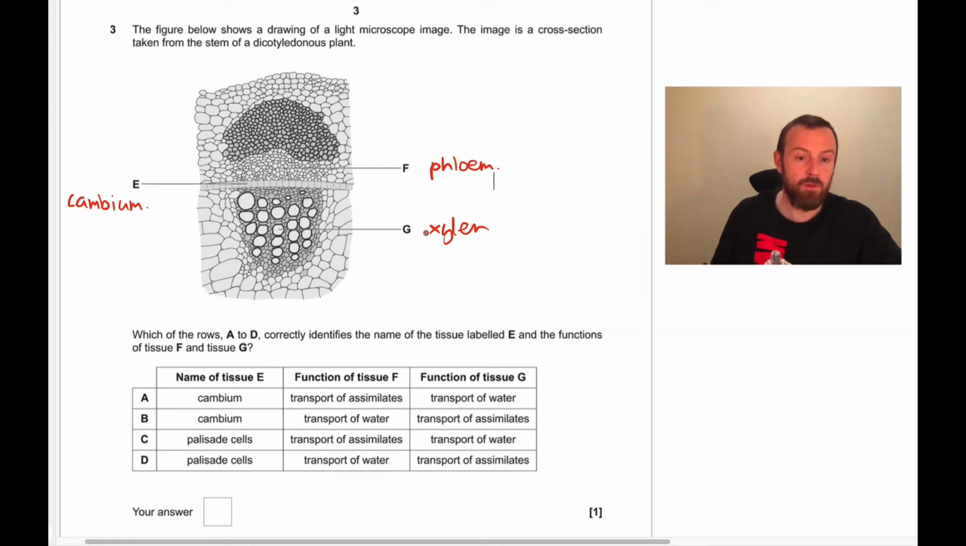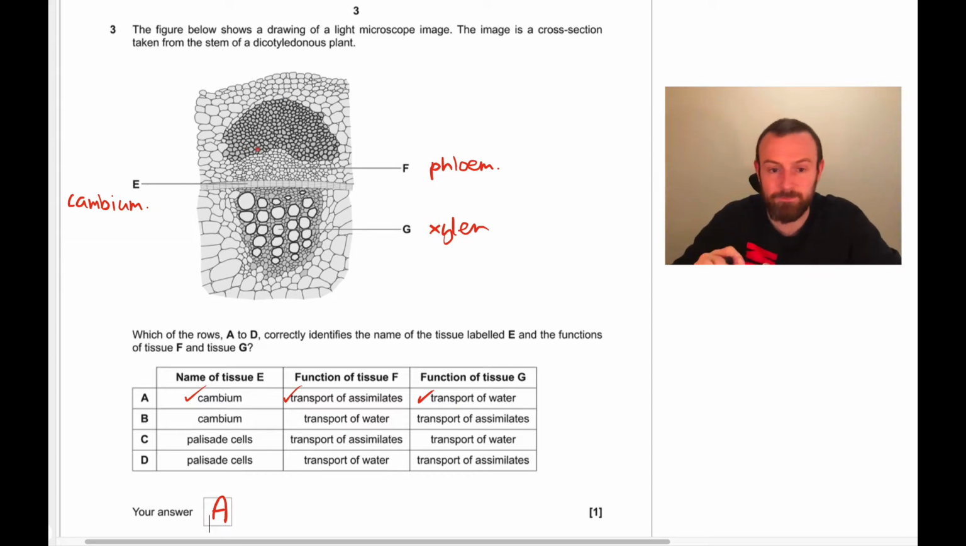So therefore, okay, this is right. The function of S is transport of the stimulus, that's right, and transport of water, that's right. So the answer is A. This is really just a knowledge question here. But you do need to recognize this kind of picture and be able to label the parts.